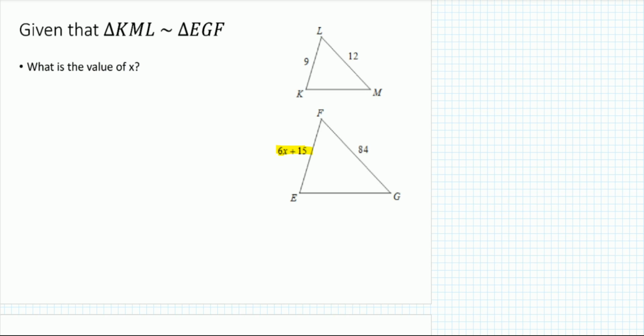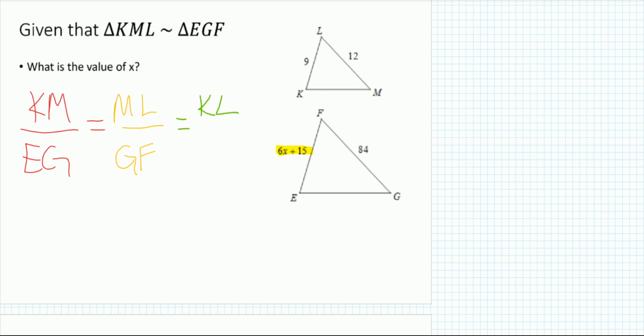So based off of the names, it'll be KM over EG, which is equal to the next one, ML over GF, and then the last one is going to be KL over EF. Once again, it just comes from the order of the letters. Okay, so KL, there you go.